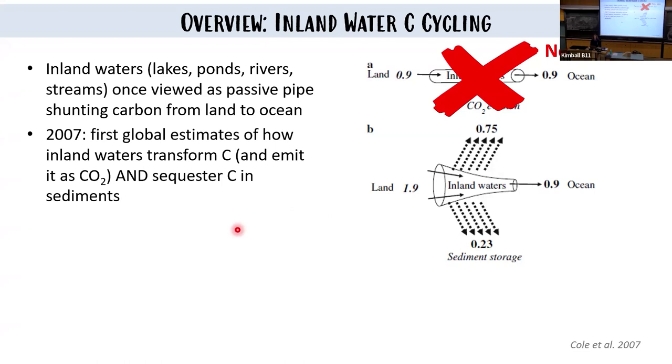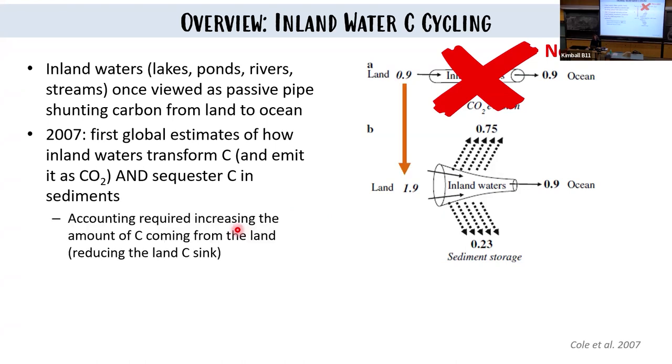And so these were the first estimates to say, whoa, wait a minute, we're missing this key component on the landscape that could be transforming carbon. The only way to make that budget now balance is to increase the amount that must be coming from land, right? So you can see this 0.9 petagrams of carbon here has changed to 1.9 petagrams down here. So we've added a whole petagram of carbon, basically subtracting it from the land carbon sink, saying that this is now coming off the land into the water. And so it again is an accounting problem. It's requiring increasing the amount of carbon coming from the land, reducing that land carbon sink to make the budget work.